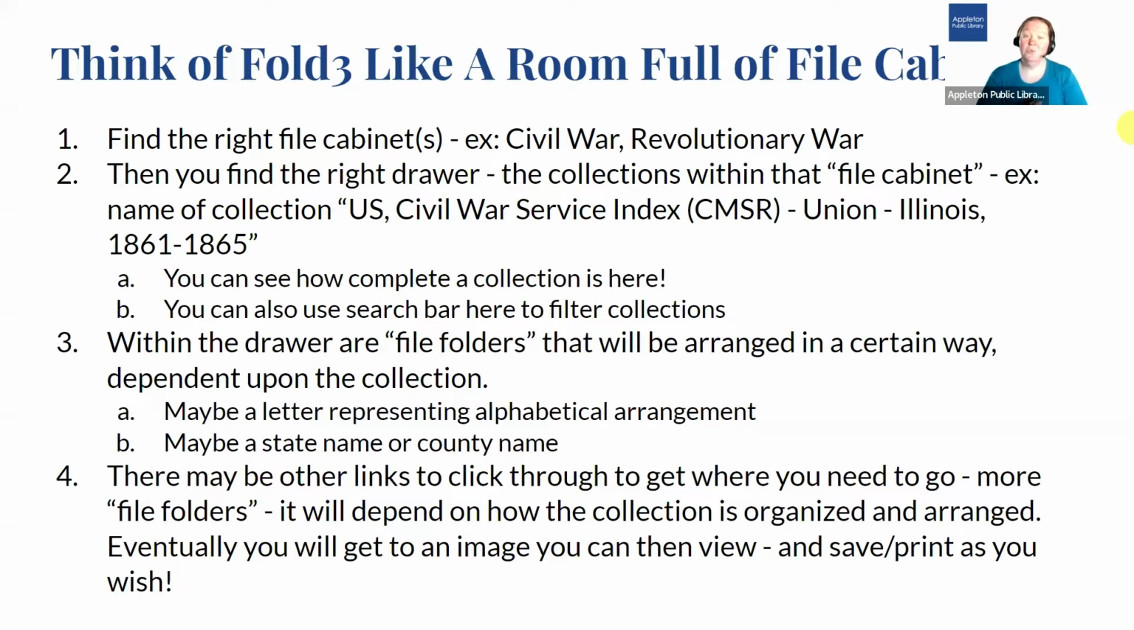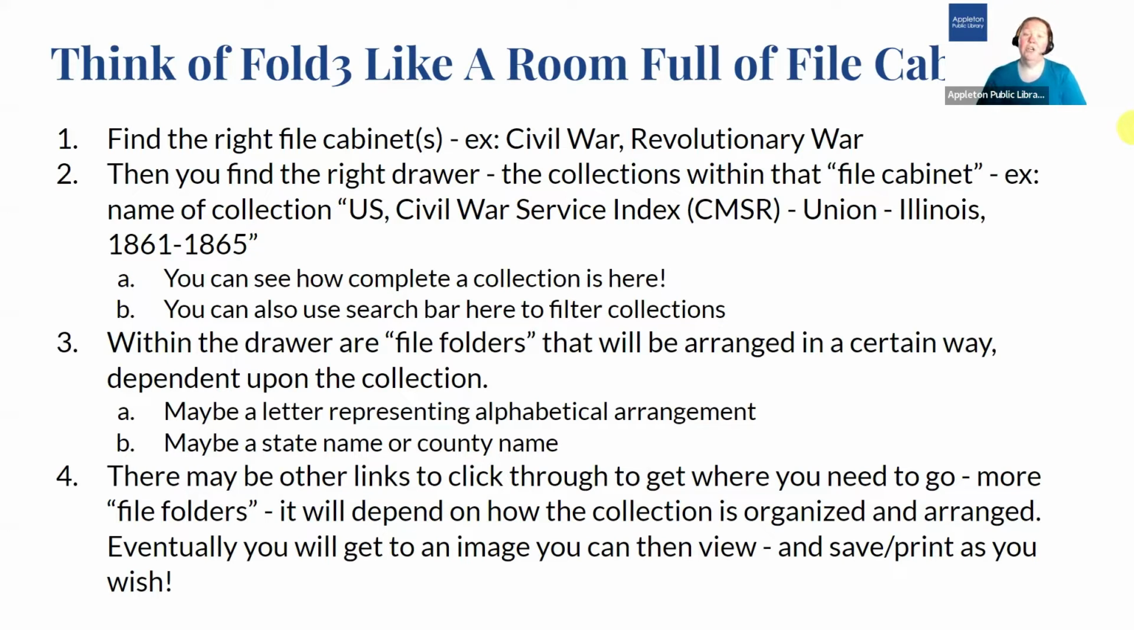So first, what you do when you come to Fold3 is you narrow down based on what conflict your ancestor was a part of, or you narrow down by looking through the non-military records. And I'll show you a demonstration of this in just a few minutes. But first, you'd select something like Civil War or Revolutionary War. That's the right file cabinet. Now, once you have that conflict, you're going to figure out what file cabinet drawer is correct. This is the collections that are in that file cabinet.